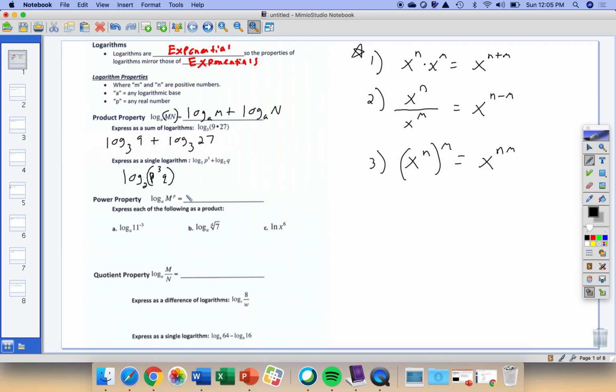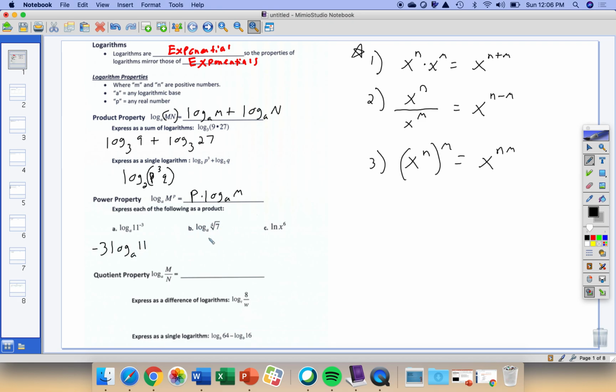We also had a power property. If I have a log base A of m raised to the power p, I'm allowed to take this p and bring it in front and multiply it. So this would become p times log base A of m. For example, I have log base A of 11 to the negative third. I can bring the negative 3 in front and call it negative 3 times log base A of 11.